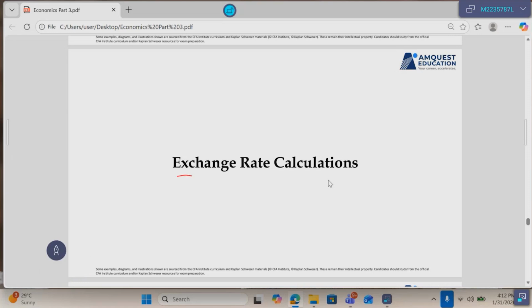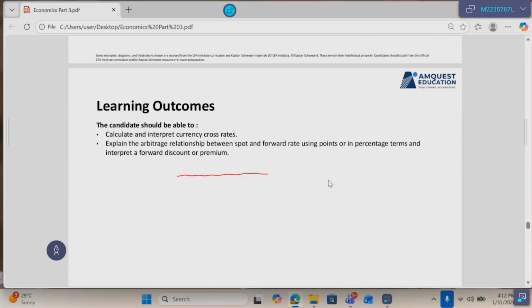Okay, so exchange rate calculations. Today, broadly, the topic is very limited, but a very important topic, a little tricky as well, where we'll teach you certain important concepts around what is a currency cross rate. We look at cross rates for foreign currency, and a very critical concept in the world of arbitrage, where we look at spot and forward rates. How do we measure the spot rate and the rate in the future, the forward rate, by using arbitrage theory?